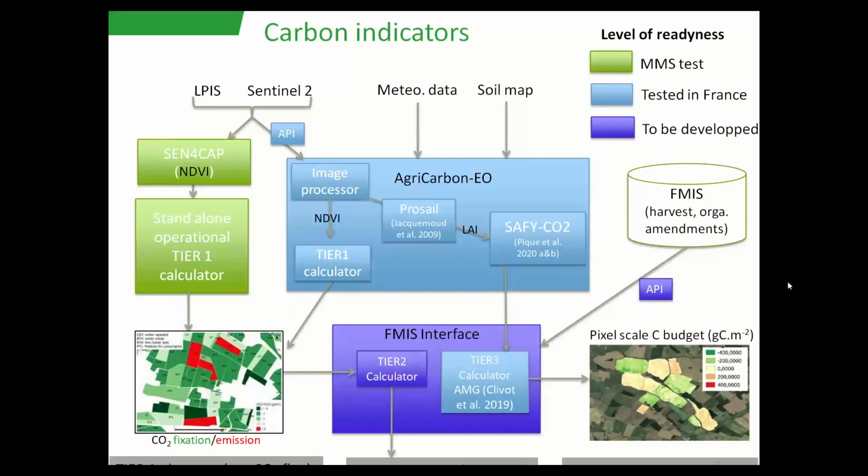And then to be able to calculate some crop maps, some carbon budget crop maps, it's the tier 2 approach. We need some connection with the FMIS through an API, and that's something that we will develop this year.